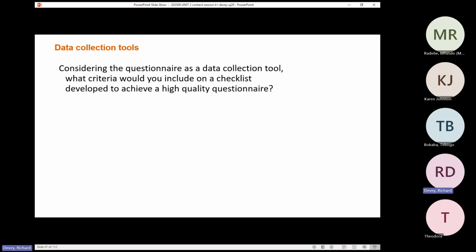Just to ask a question: if you were developing a questionnaire as a data collection tool, what are some of the criteria you would include on a checklist to develop a high quality questionnaire? What kinds of criteria would you think would be important in order to make sure that you get a high quality questionnaire? Just one or two suggestions.